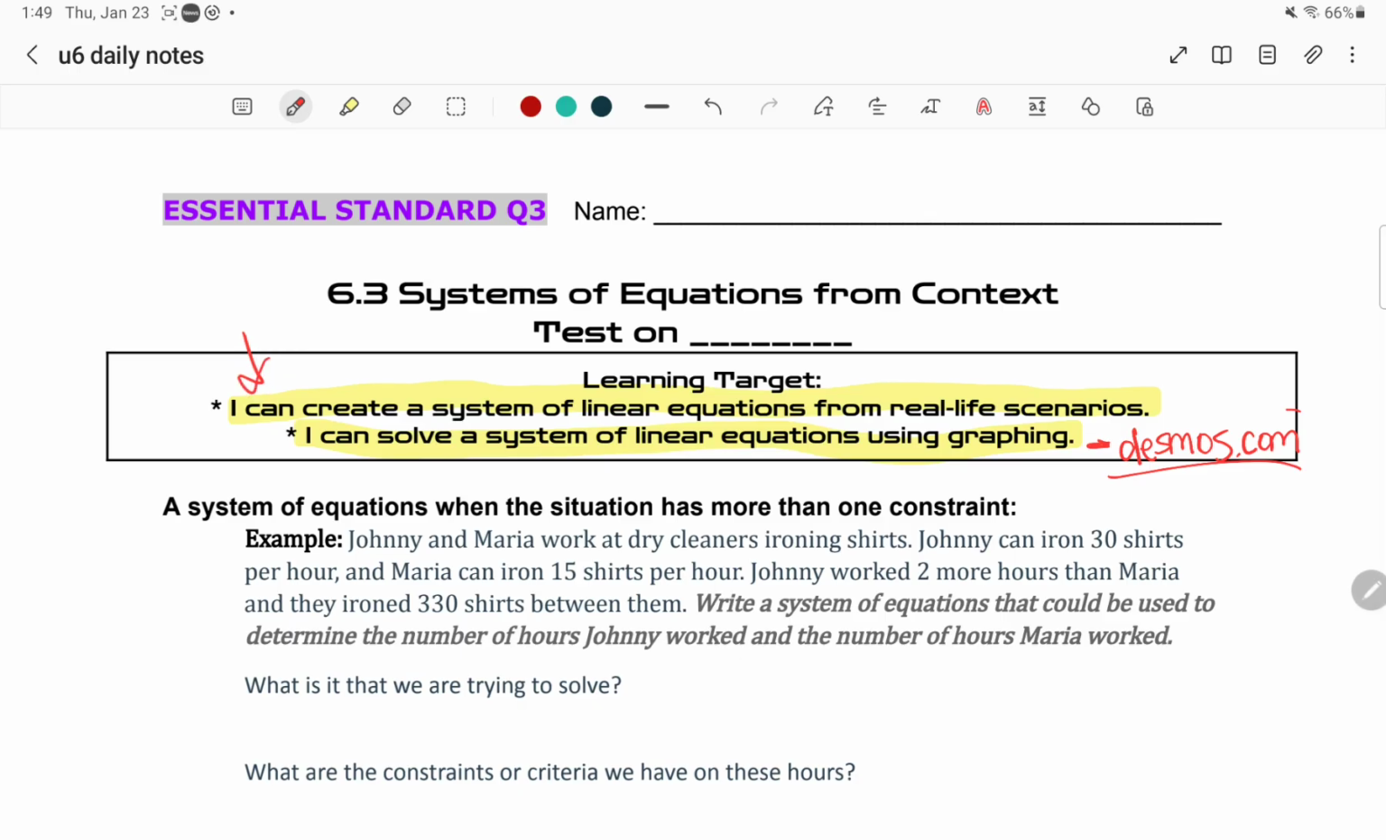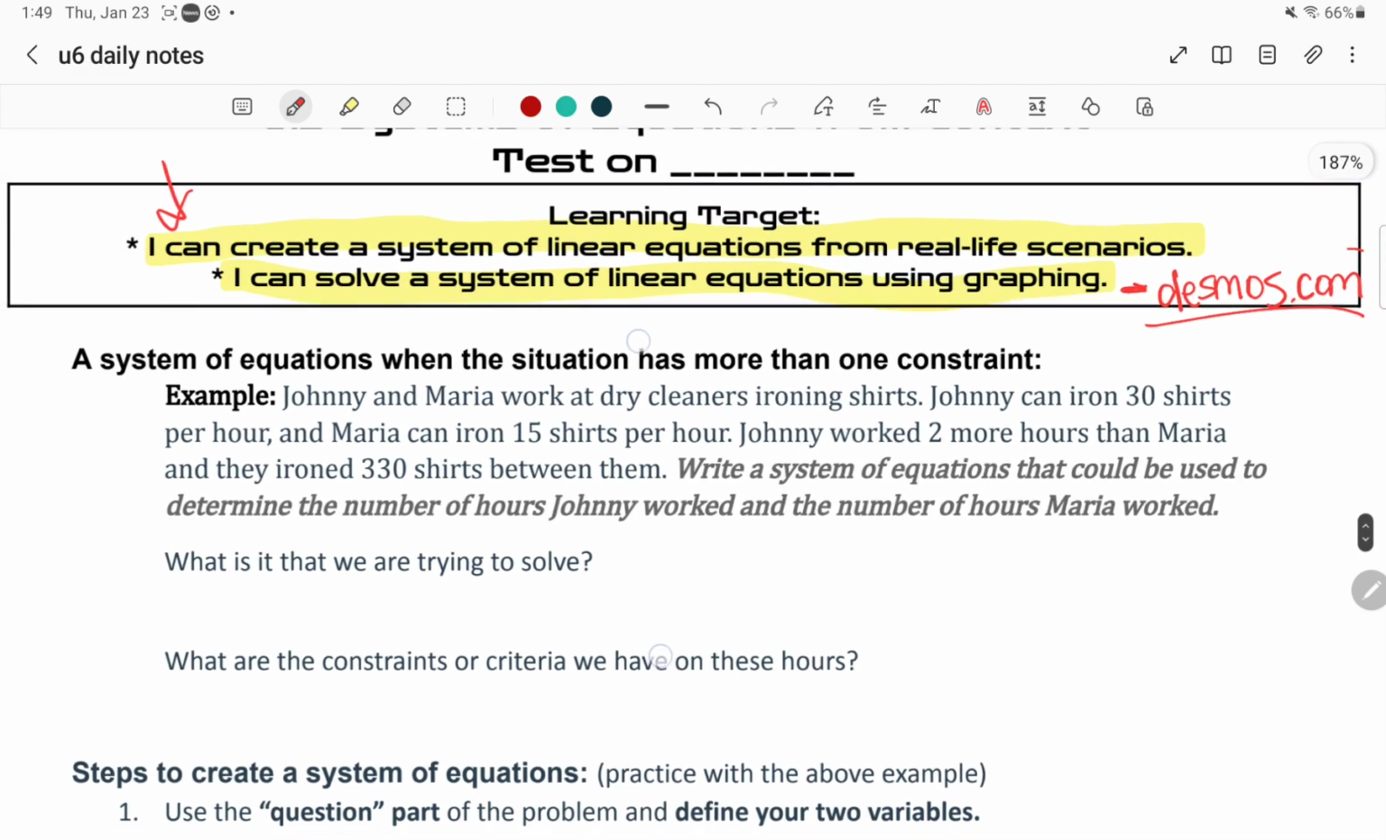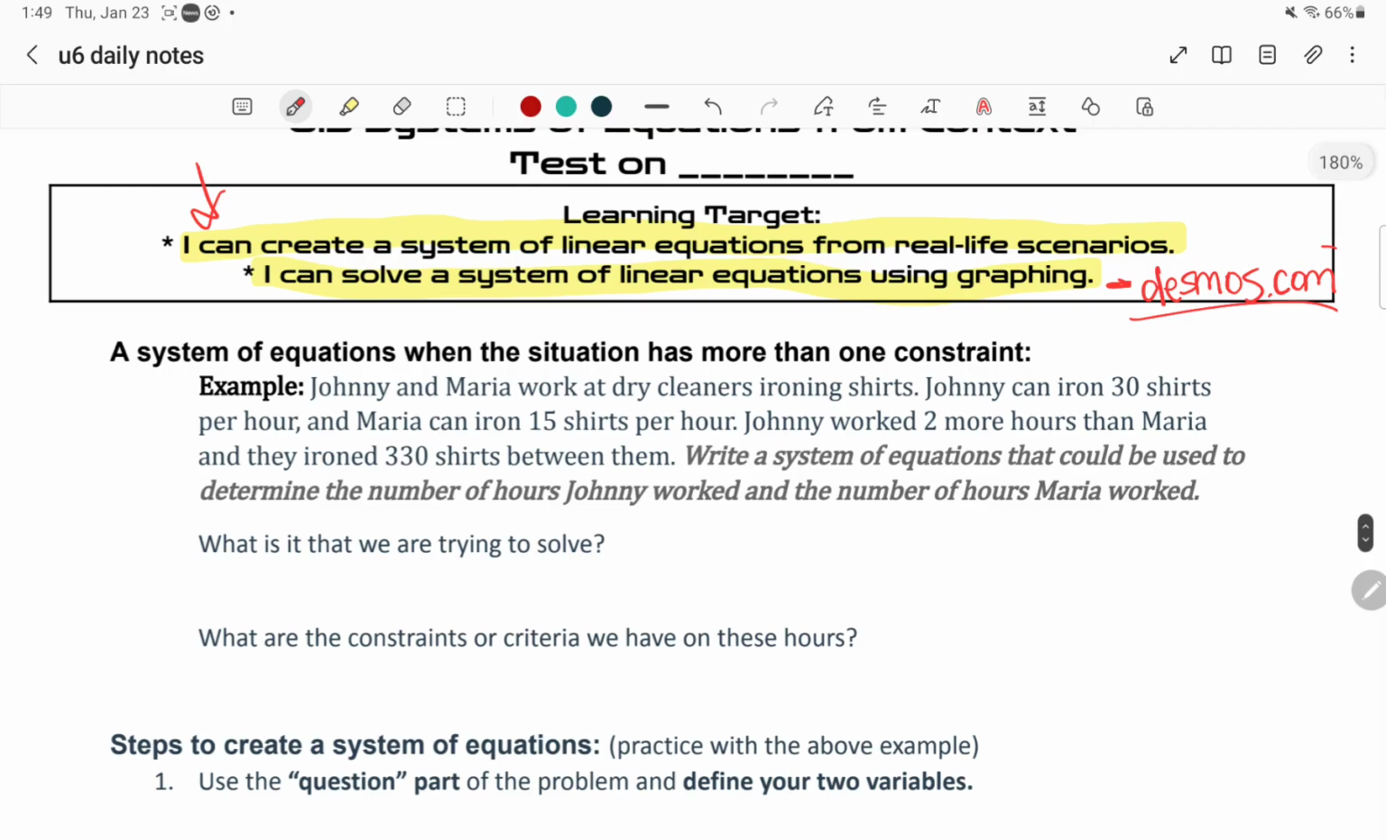The entirety of this lesson is really this first learning target. Can we make the equations from stuff that we're given? When we have a system of equations, think back to when we had our word problems before. We had one thing going on. Now we have more than one thing, which is why we need two equations, a system. Sorry, this video is going to be a lot of reading.